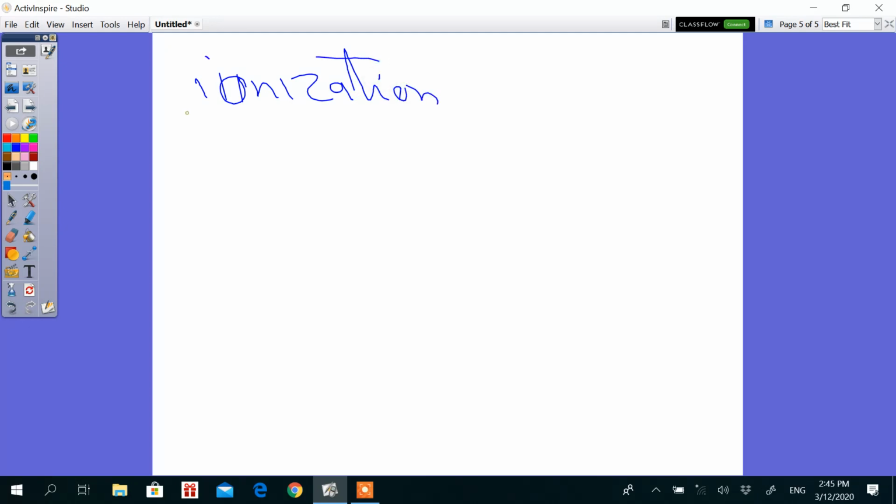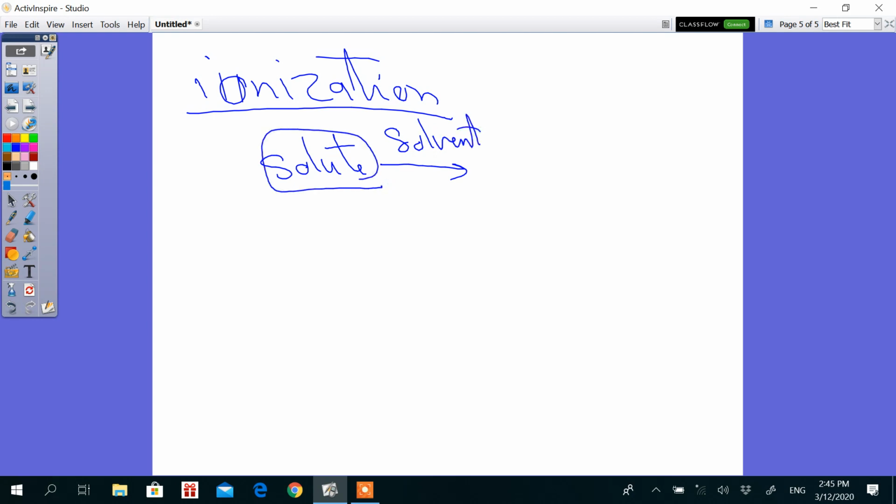What is ionization? Ionization: ions are formed from solute molecules by the action of the solvent. If I have a solute that contains ions, like AB, by the action of a solvent it produces A positive aqueous and B negative aqueous. So that is ionization.